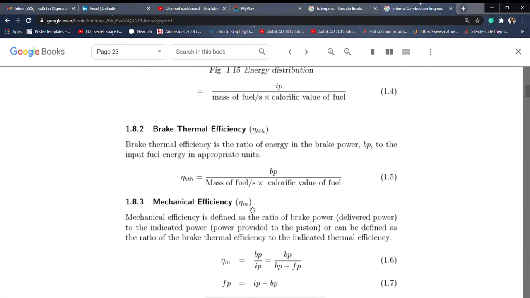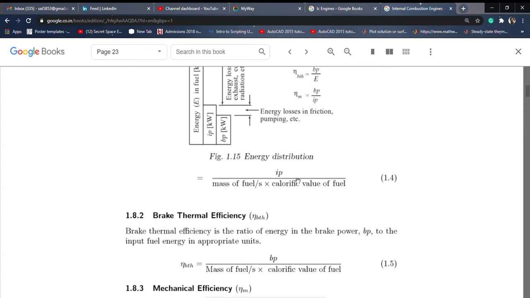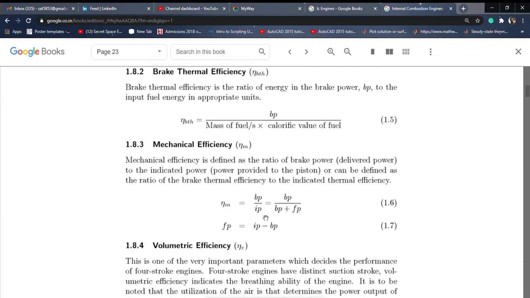Now you can see what is mechanical efficiency. Even if you take the example of a power plant, mechanical efficiency is the ratio of brake power to indicated power. If you divide brake power by indicated power, that is your mechanical efficiency. It means some amount of power will be lost. Indicated power is the maximum power at the piston, but during shaft output there are some losses. So we will get only brake power at the shaft. So there are some losses, and that loss is written over here.